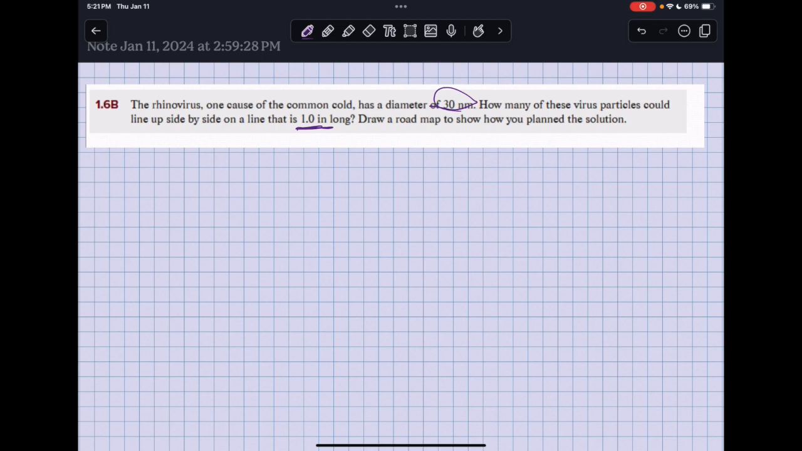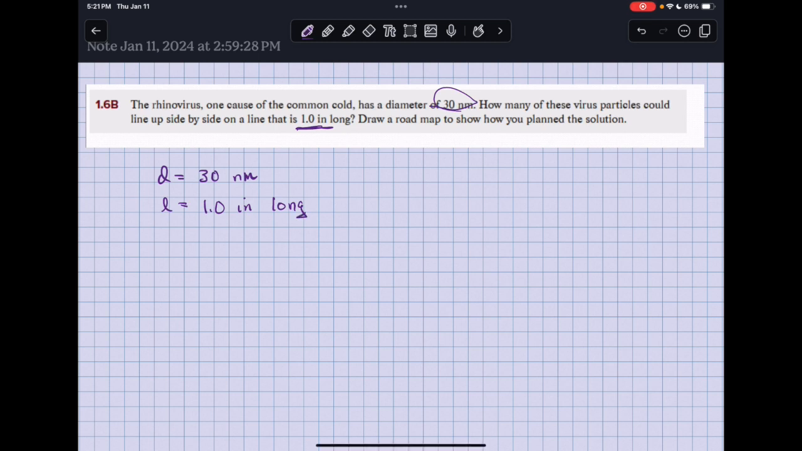Well, usually the first thing I do when I start a problem is just to write down the information that I'm given. So I'm just going to write this down so that I've got the diameter of the virus is equal to 30 nanometers. Okay, and then I've got a line that is, we'll just call that L, 1 inch long.